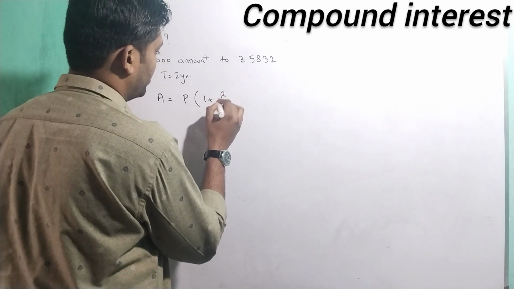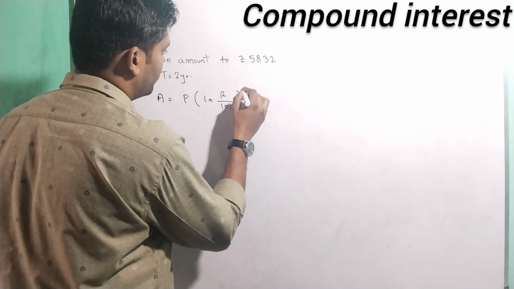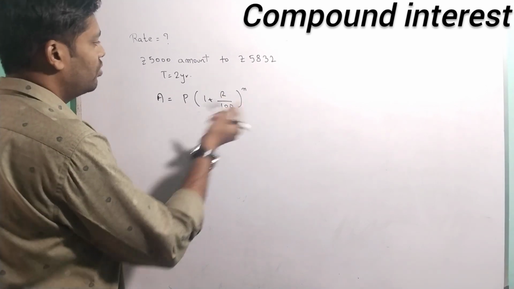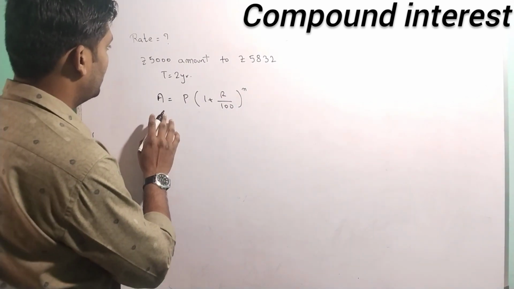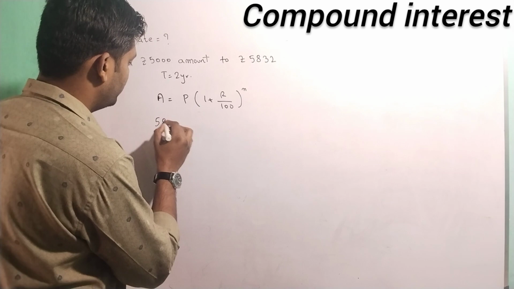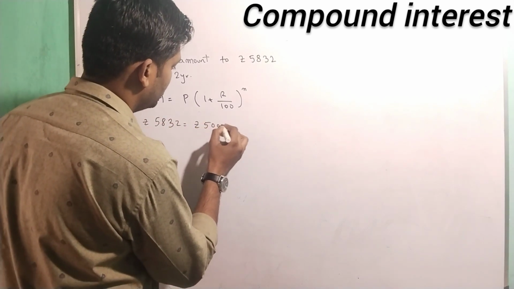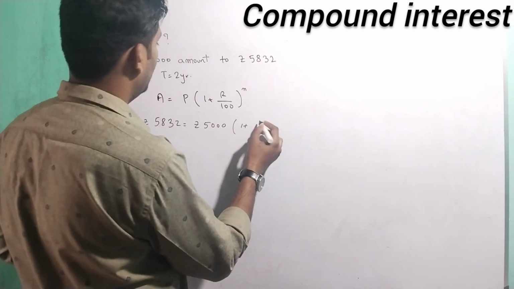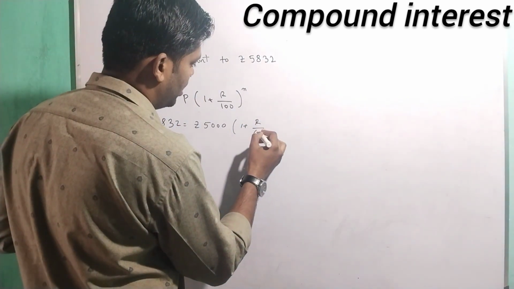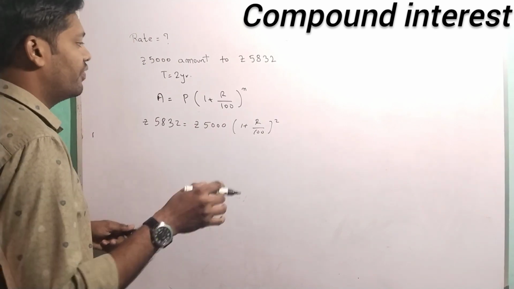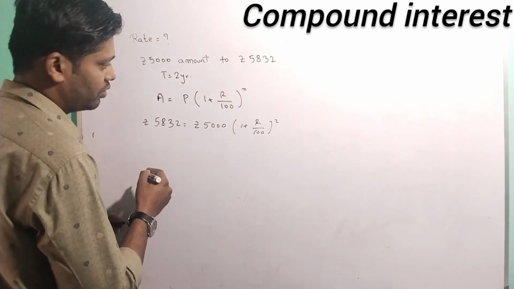(1 plus r by 100) to the power n. This type of question you are going to do by using the formula only. It is compounded, so obviously the formula will be of compound interest. Amount they gave you as 5832. Don't forget to write rupees 5000. And 1 plus r by 100, r we have to find out, when n is equal to 2 years. Rightly they give you a yearly one. If it is half yearly, we'll discuss it later. The question will come.